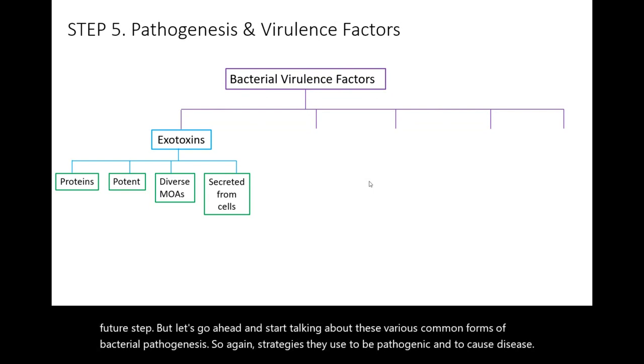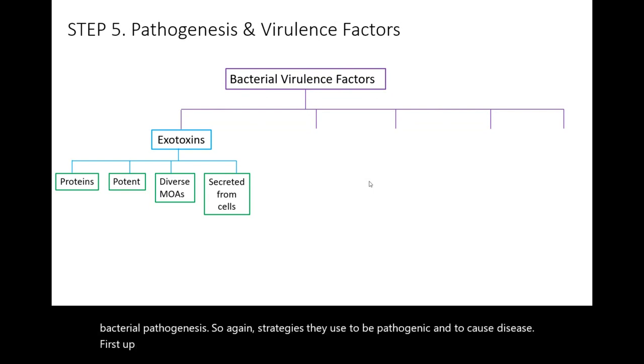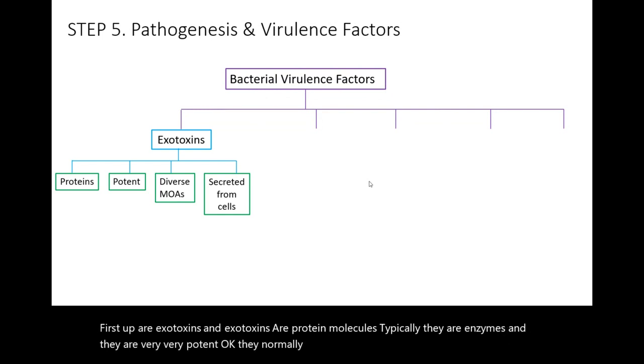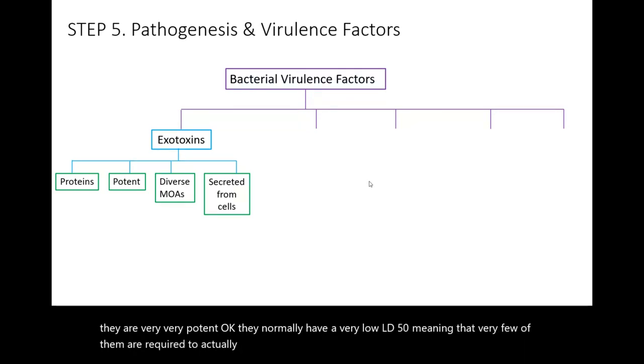First up are exotoxins. And exotoxins are protein molecules. Typically, they are enzymes, and they are very, very potent. Okay, they normally have a very low LD50, meaning that very few of them are required to actually be lethal to 50% of the population. And because exotoxins are enzymes, they have very diverse mechanisms of action.